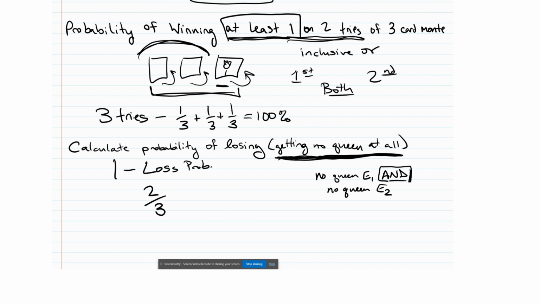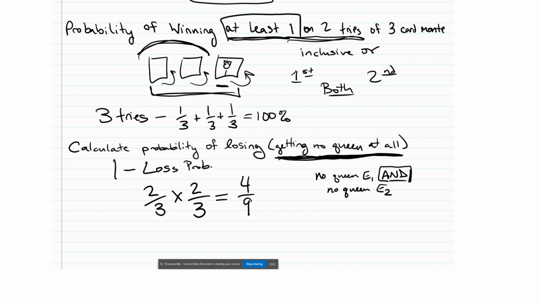3-card Monte always involves replacement. The cards always get put back and reshuffled. And so the probability that you don't get a queen in the second event is also 2/3. And so 2/3 times 2/3, you can do that. It's quite simple. That's 4/9. So the probability we lose 3-card Monte on 2 tries is 4/9.